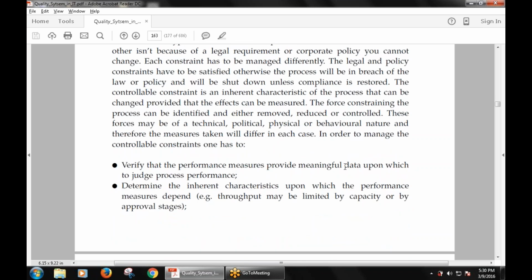Then verify the performance measures, which will be meaningful data upon which to judge the process performance. So how to judge the process performance? That is to verify the performance measures.